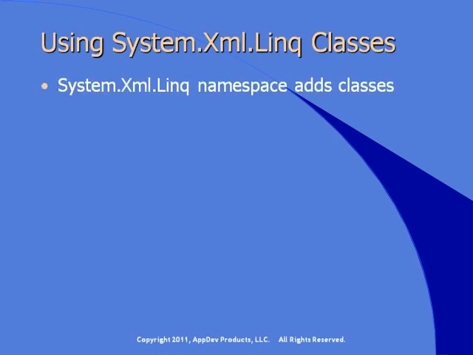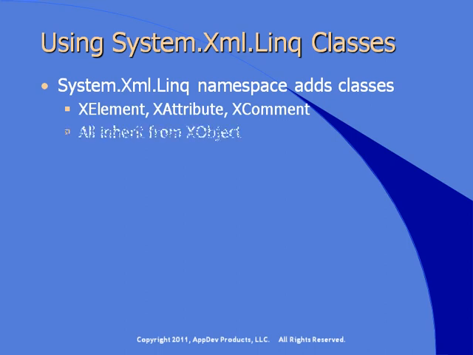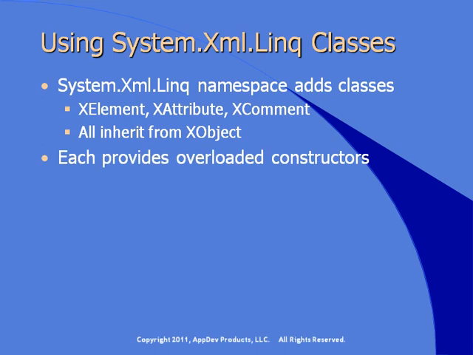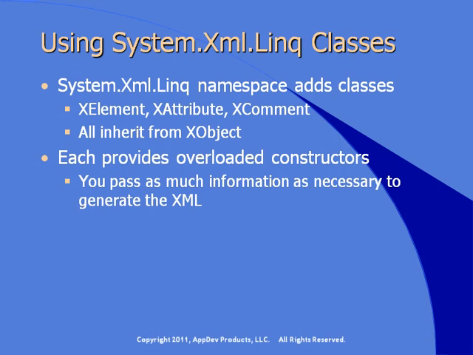The System.Xml.Linq namespace adds a bunch of classes that make it easy to work with LINQ and XML. There's the XElement, XAttribute, XComment classes, and all of these inherit from XObject, which is an XML object that you'll use with LINQ. Each one of these provides overloaded constructors. You pass as much information as necessary to generate the XML for an element, an attribute, a comment, or whatever, and it's much more readable than using the XmlDocument class and code that uses that class. We have a procedure which will create XML content using these classes.